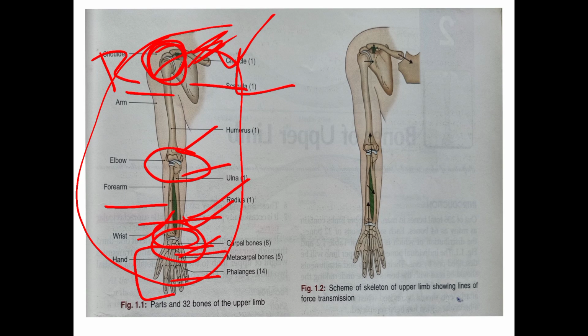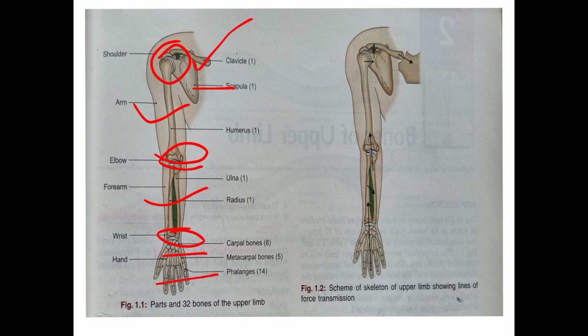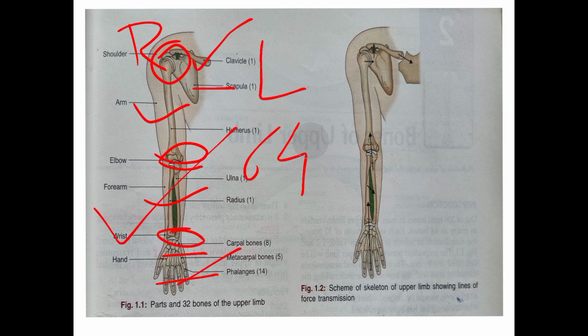Now just see. This over here is clavicle, the only horizontal bone of the human skeleton. This is scapula. Here is the shoulder joint. This is humerus. This is elbow joint. Here is radius and ulnar. This is wrist joint. Here are metacarpals and phalanges. So in total there are 32 bones in the right upper limb, and the left upper limb also consists of 32 bones. So total being 64 bones.